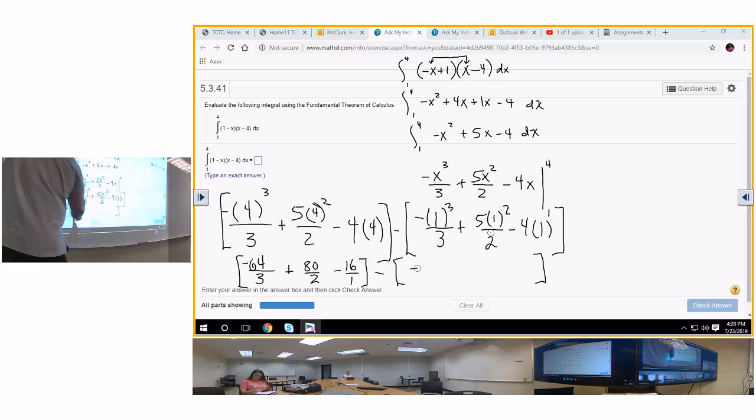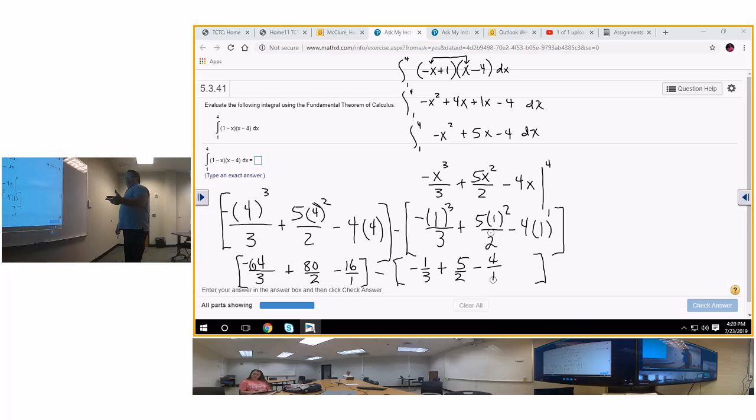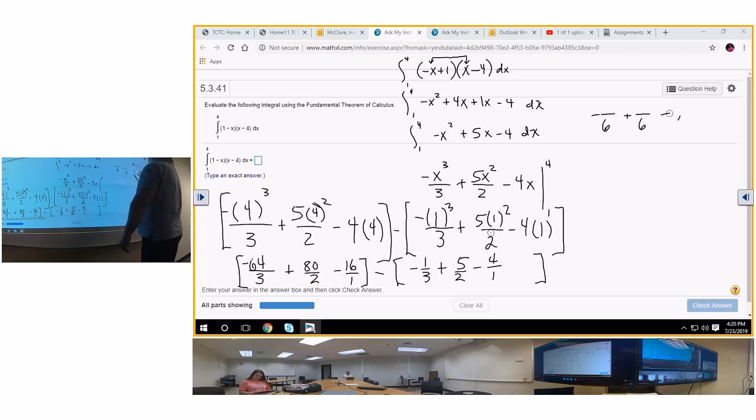Negative 1/3 plus 5 over 2 minus 4 over 1. Please check me and make sure I haven't messed up somewhere. So now I got to get a common denominator of 6. So that's going to be negative 6 plus 6 minus 6, brackets minus brackets 6, 6, 6.